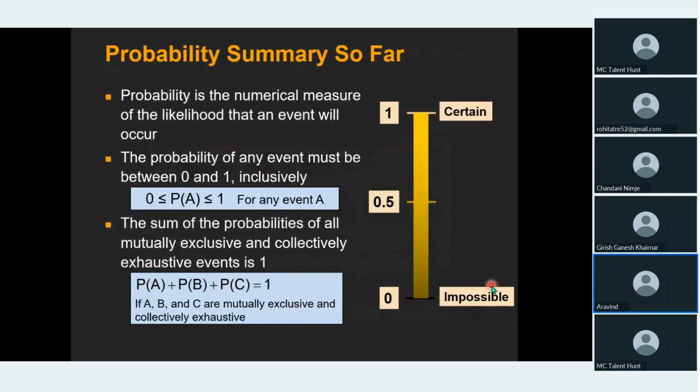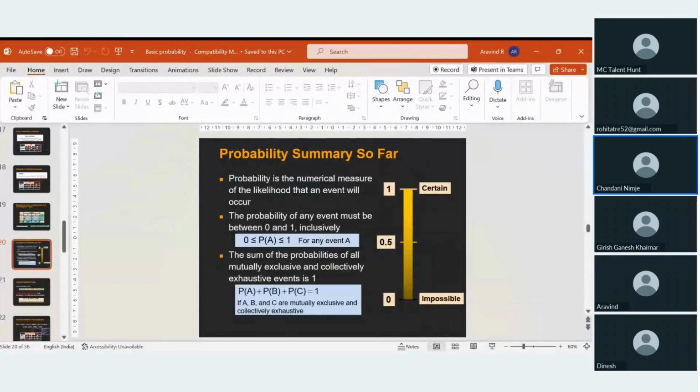Now, the probabilities we have seen till now are in terms of measure, and for mutually exclusive and collectively exhaustive events, we are seeing what probability values we get. So, a summary of the probabilities so far. What is the range of probability, guys? 0 and 1. So 1 is what? Success. 0 is failure, sir.